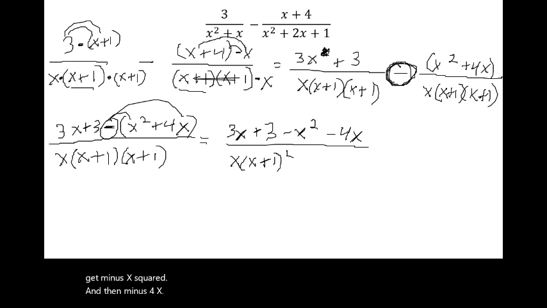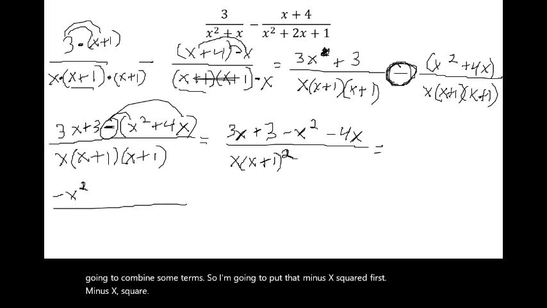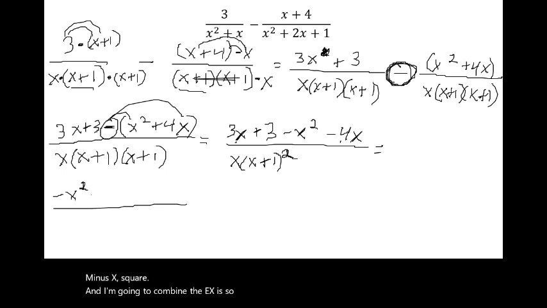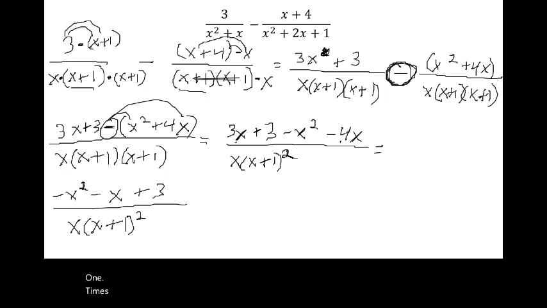Then what I'm going to do is rearrange this so that it is in standard form, and then I am going to combine some like terms. So I'm going to put that minus x squared first, minus x squared. And I'm going to combine the x's, so 3x minus 4x is minus 1x. And then I have plus 3, and I'm going to leave the denominator alone. And I just went ahead and condensed that x plus 1 times x plus 1 to x plus 1 squared, just for the sake of room.